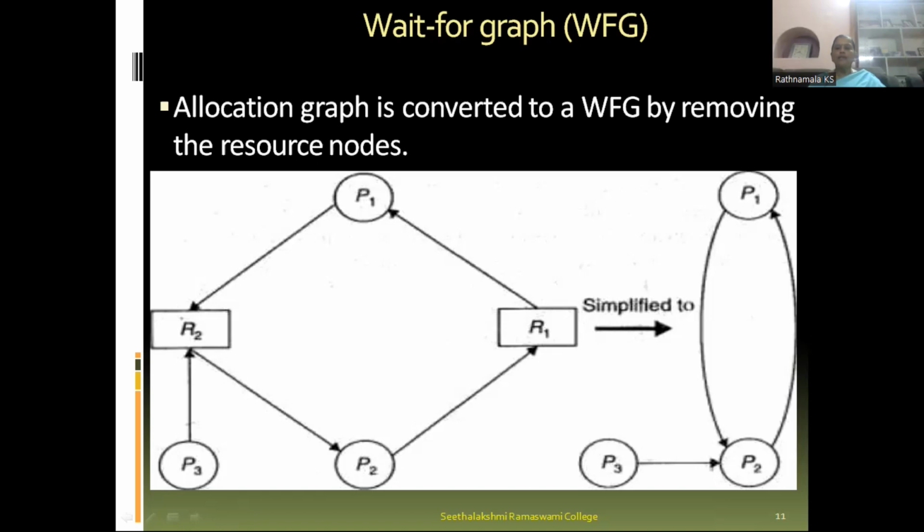Just by seeing this WFG itself, we can say that there is a deadlock. You see, P1 is connected to P2 and P2 to P1. So both are connected to each other, and obviously we can say there is a deadlock. So this WFG, wait-for graph, is somewhat simpler compared to the allocation graph.